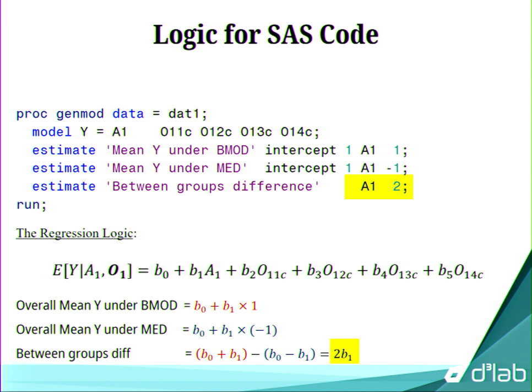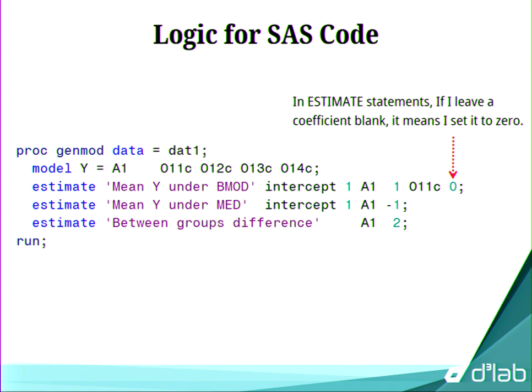Very simple. Just a note, in case you were wondering, for those of you who are not SAS users: in the estimate statement, we're not specifying the control covariates. Not specifying control covariates means that SAS will set them to 0. It will multiply them by 0. So essentially, we're asking SAS to estimate the mean outcome under BMOD when all the covariates are at the mean. This is what I mean by making the interpretation of the coefficients easier. Does that make sense to everybody? Okay.